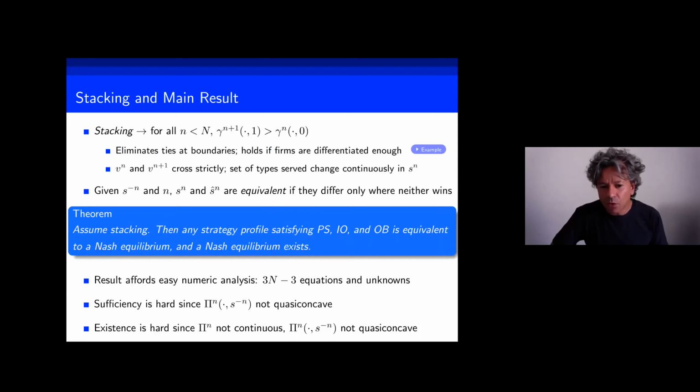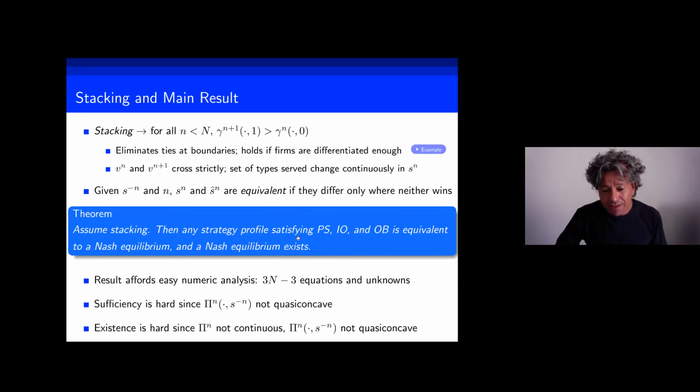So before I tell you more about this result, let me tell you a few things. First, as a byproduct, since these rely on these local conditions, this result affords a very easy numeric analysis. Essentially, the equilibrium problem reduces to a set of simultaneous equations that must be satisfied. And basically, the unknowns are scalars, boundary types, the kappa, and the initial surplus that each firm gives. And all the examples that we have in the paper are computed based on this result.